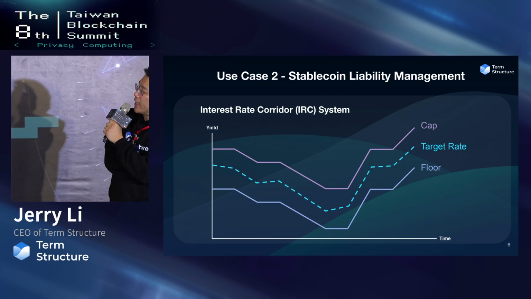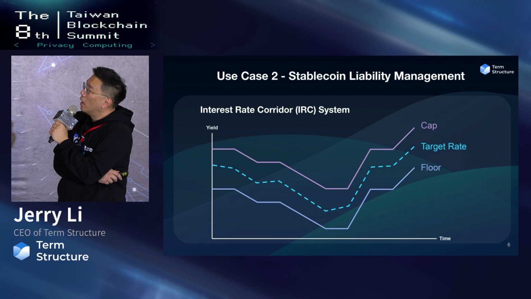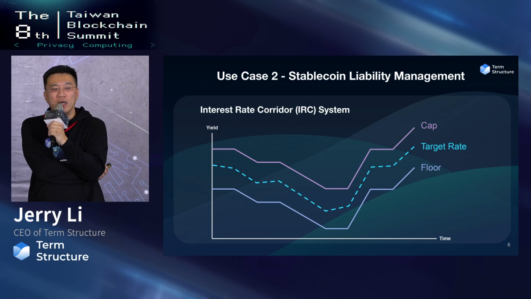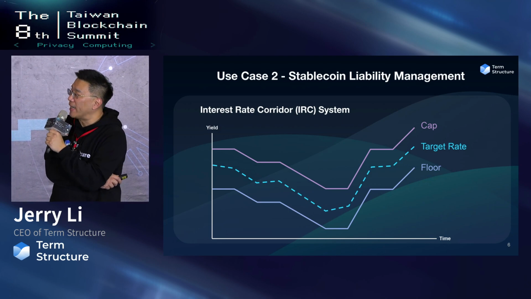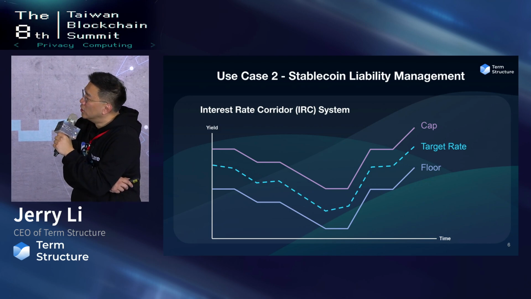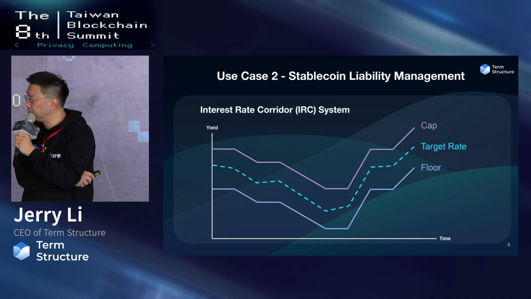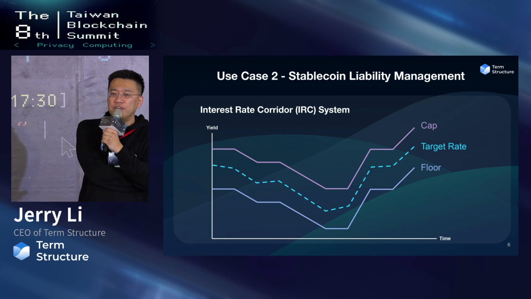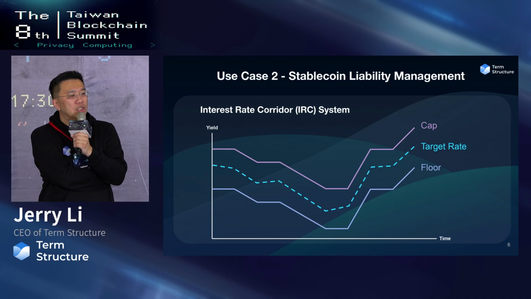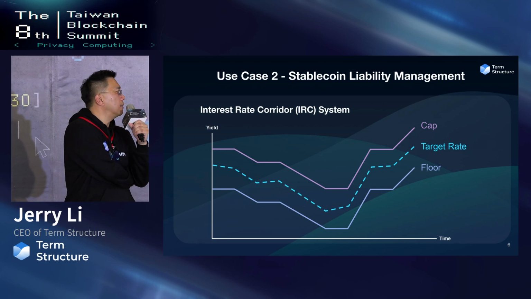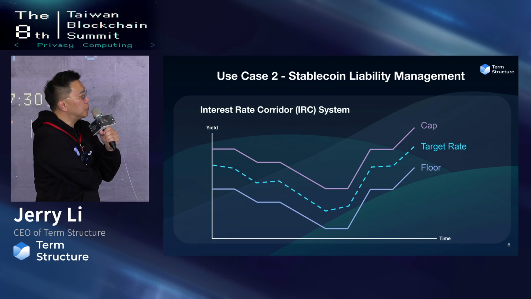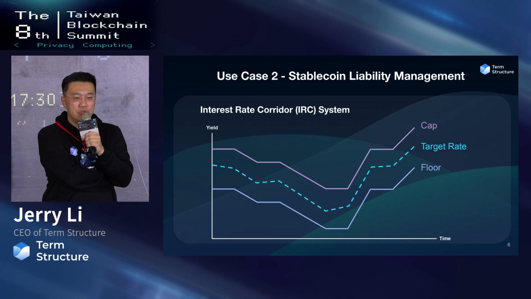Okay, this is the second use case. You may need a little more financial background to understand this page. This is for stablecoin liability management. If you are a central bank, you may have an idea of the interest rate range you would like it to be for your own currency.